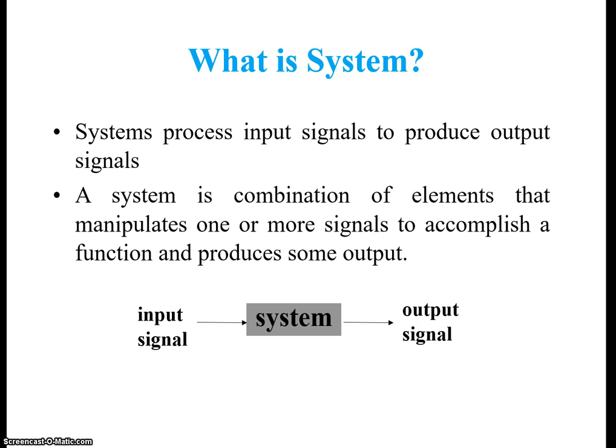A system is a combination of elements that manipulates one or more signals to accomplish a function and produces some output. The figure shows a block-diagram representation of a system. The input is a signal and the output is also a signal. The characteristics of input and output signals are entirely different. Examples of systems are communication systems, control systems and so on.